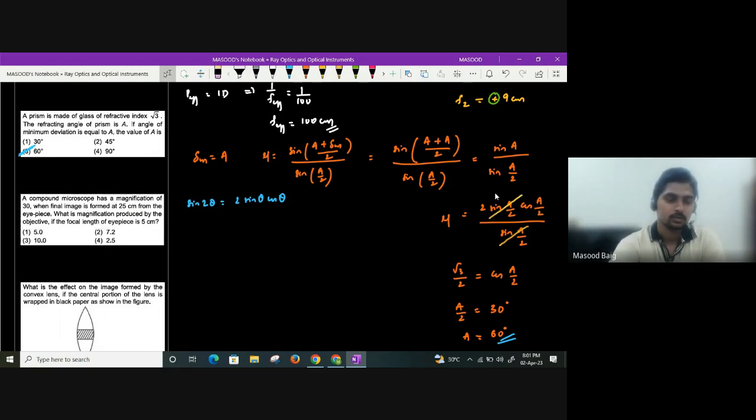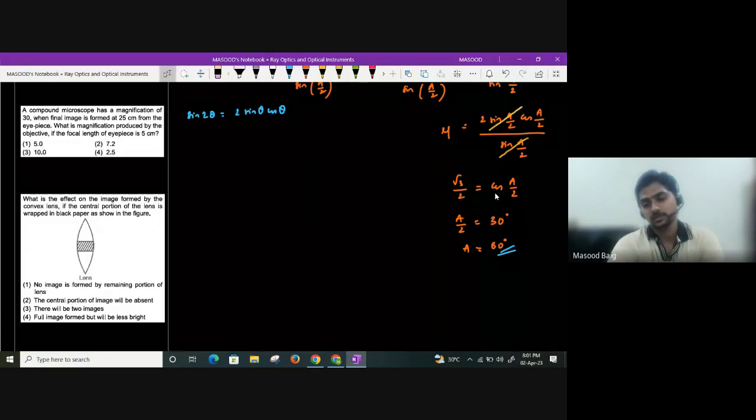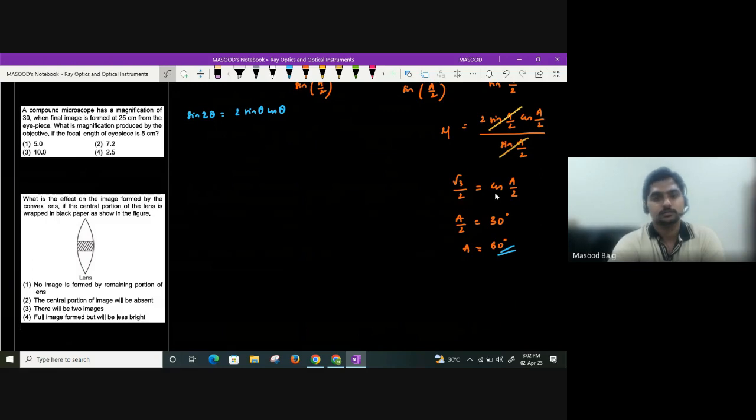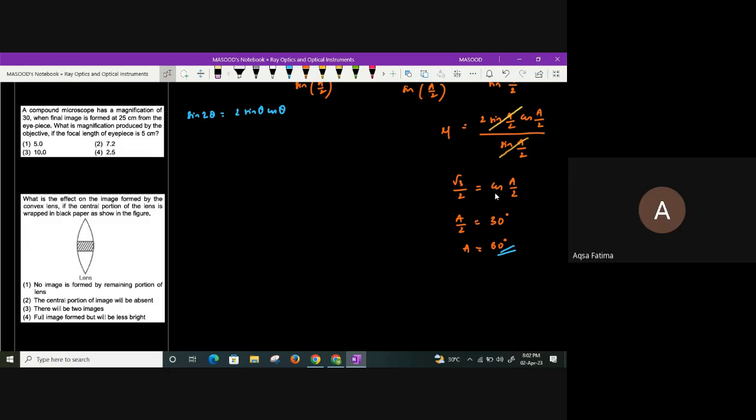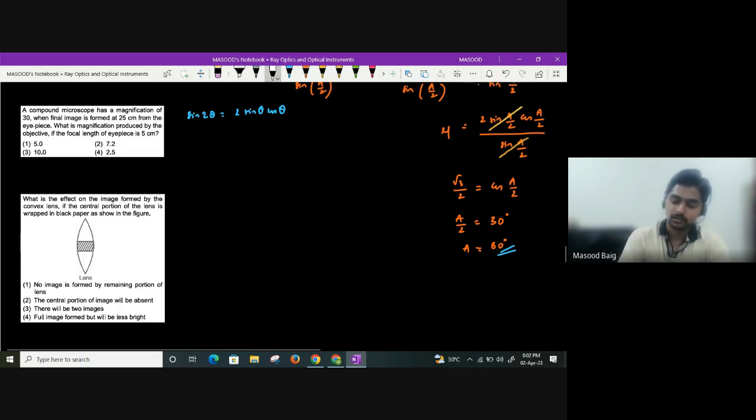Next, a compound microscope has a magnification of 30 when the final image is formed at 25 centimeters. When the final image is formed at 25 centimeters, what is the condition? It is the strained eye. What is the magnification produced by the objective if the focal length of the eyepiece is 5 centimeters? Again, a direct question. The total magnification of a compound microscope is the magnification of the objective into the magnification of the eyepiece.